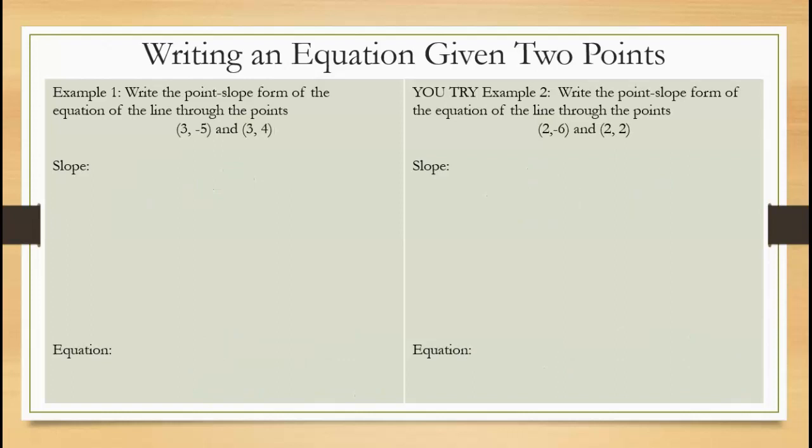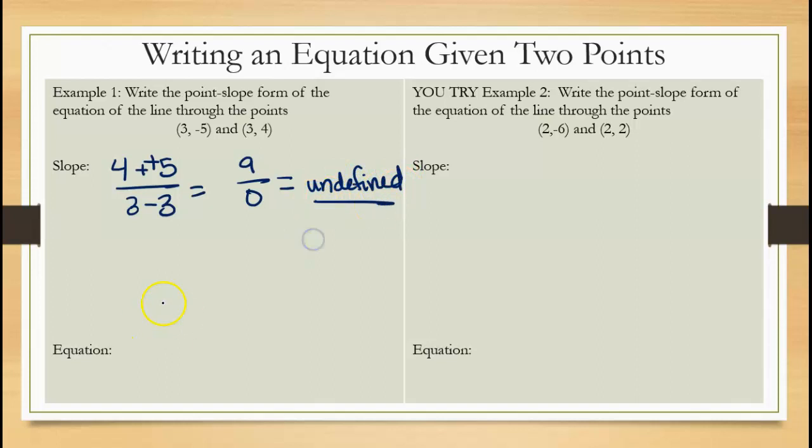All right, let's try another one. Let's subtract our y's on the top, all over 3 minus 3. Keep, change. 4 plus 5 is 9. Ooh, we can't divide by 0, so my slope is undefined. All right, guys, this is the exception to our rule. I don't have a slope because this is a vertical line.